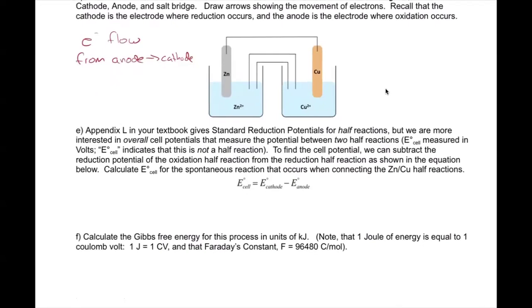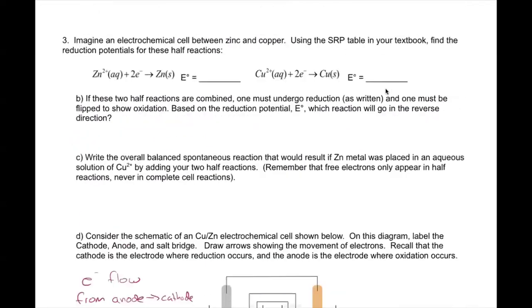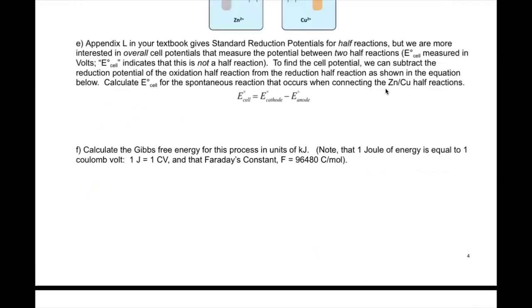Part E is going to ask us now to calculate the overall cell potential, right? And so we can take our reduction potentials you found here. So your reduction potentials, these two reactions, and you can calculate your overall cell potential using that. When you have your cell potential, part F is going to ask us to calculate the Gibbs free energy, delta G.